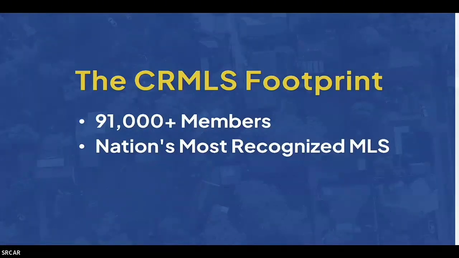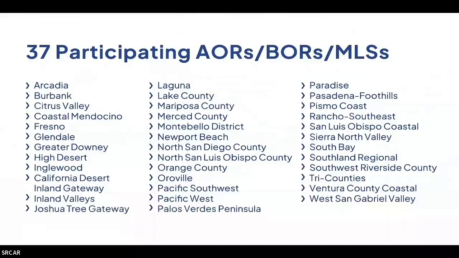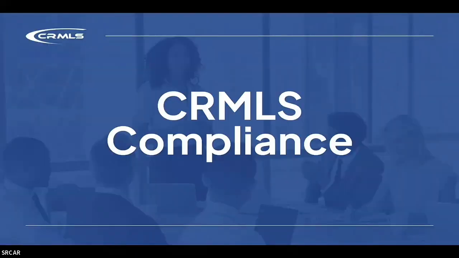Okay, so we are the nation's most recognized MLS. We currently have a little over 91,000 members, and we do have 37 participating associations or AORs. Now, these associations are important when, in just a few minutes, I talk about where our rules come from.